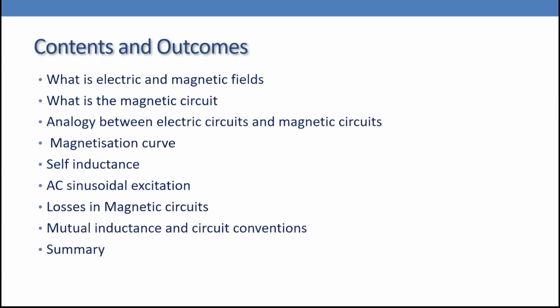So what are the contents? We first need to explore the physics and engineering behind magnetic circuits. In this course, we will start from the basics by understanding electric and magnetic fields, and then see how the magnetic circuit is formed and analyzed. We will also explore the analogy between electric and magnetic circuits, cover the magnetization characteristics of magnetic materials, and understand concepts like self-inductance, AC sinusoidal excitation, and losses in magnetic cores.